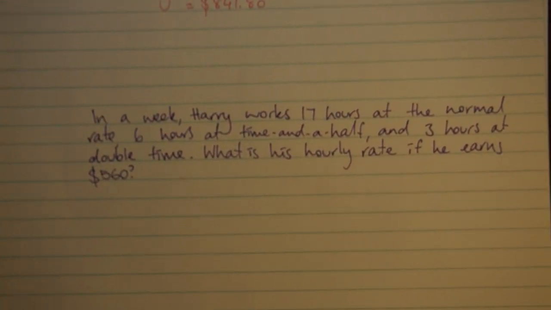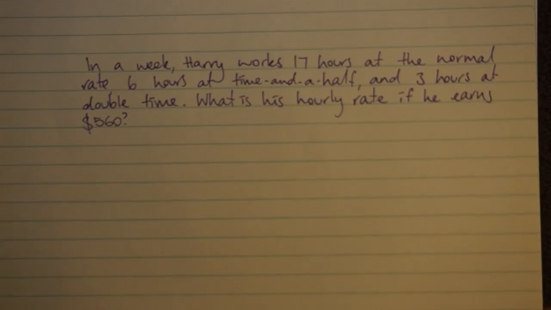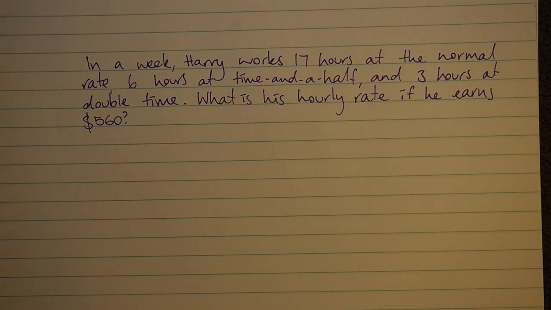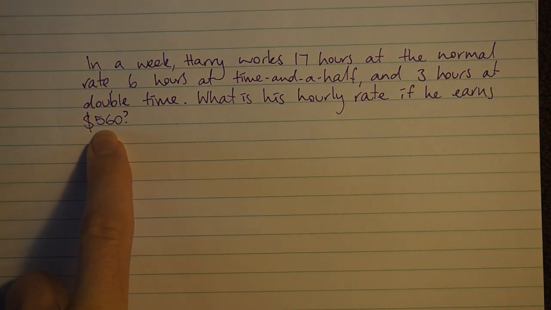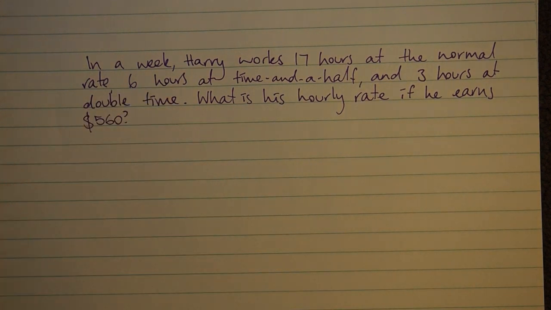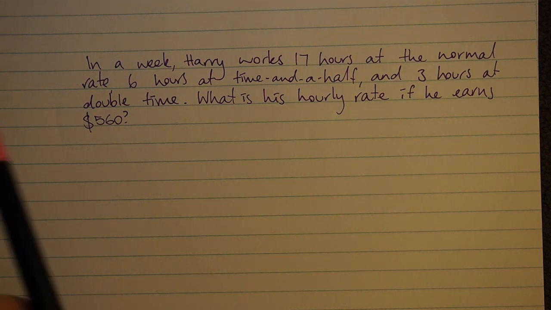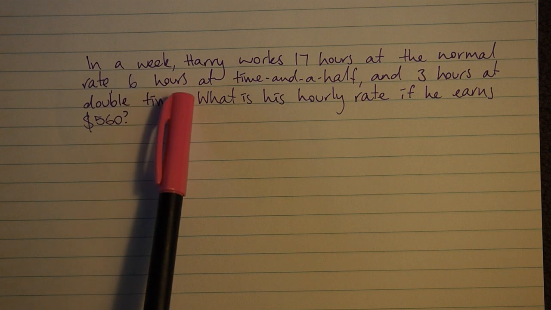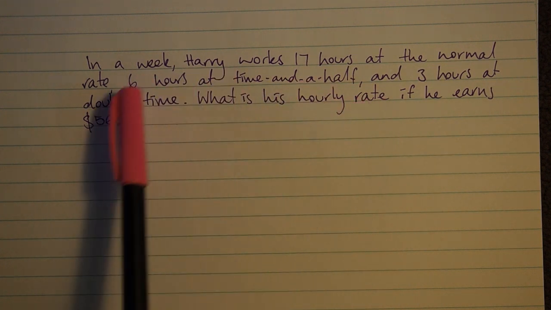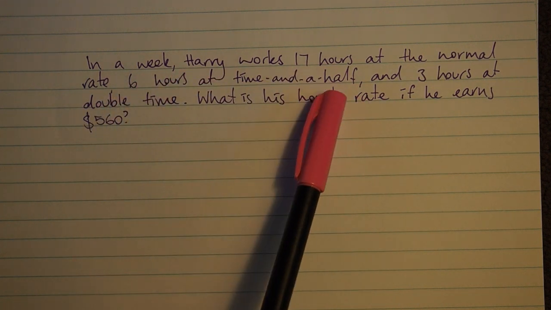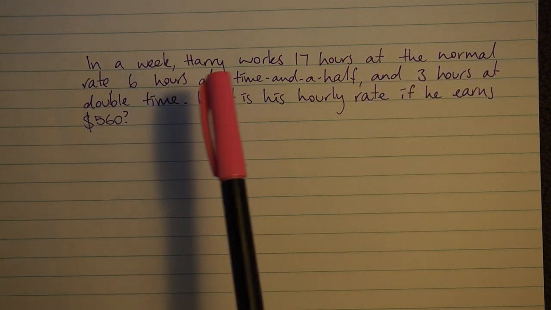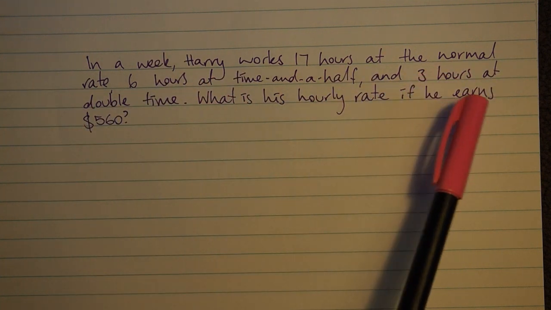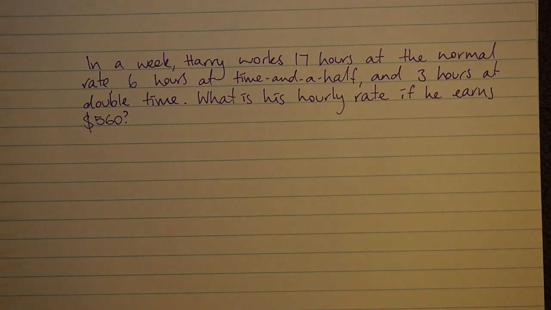You may be given a more problem-solving type question regarding overtime, where you are told the total earnings and then kind of have to work backwards to see the hourly rate. So I've got a question here. In a week, Harry works 17 hours at the normal rate, 6 hours at time and a half, and 3 hours at double time. What is his hourly rate if he earns $560?